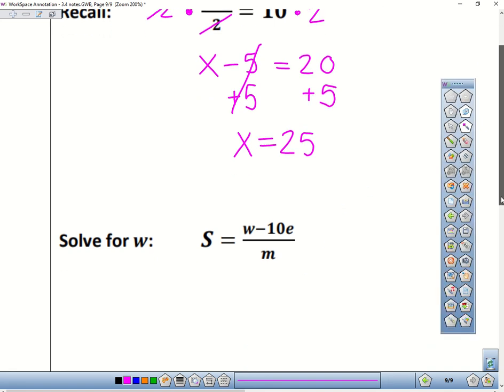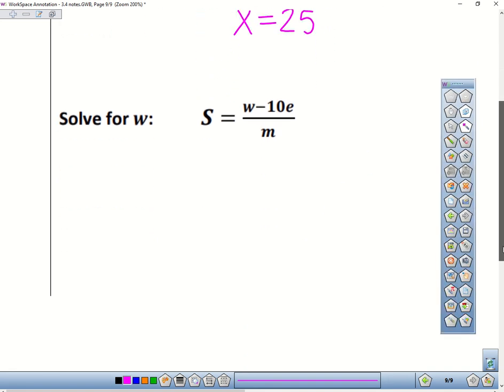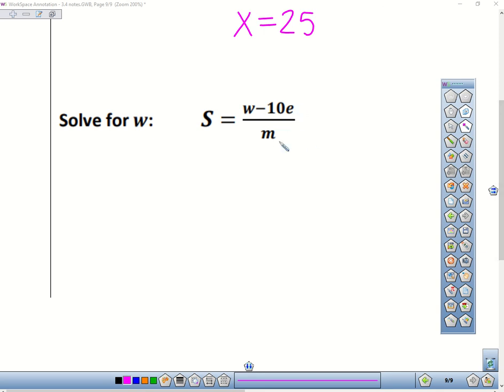All right, let's try the last literal equation. So our goal here is to solve for w. So we look at what are the obstacles in our way. Well, we have this negative 10e, but we also have this big M divided by everything. So I want to get rid of this M on the denominator. That's division. Denominator indicates division. So how do I get rid of division in math? Multiplication. I'm going to multiply both sides by that M denominator, which is going to allow me to cancel out the denominator and not have a fraction anymore.